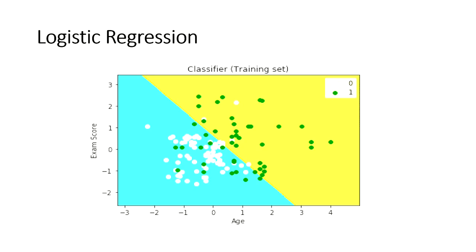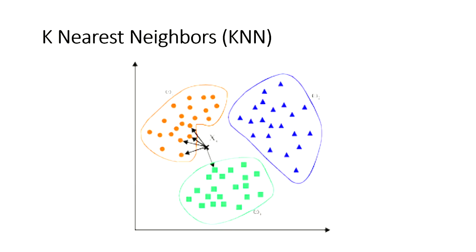Now we have logistic regression. We have a classifier training set with exam score, and it says age here, but it's more of a score that it has given. So like a hit or miss thing, where zero is a miss and one is a hit, and we have classified it into two different colors to get an idea of where maximum points lie.